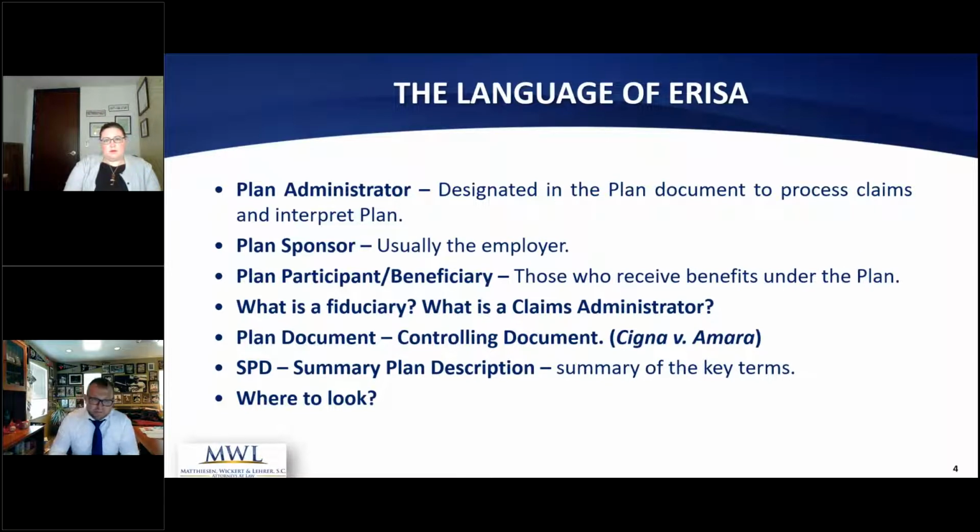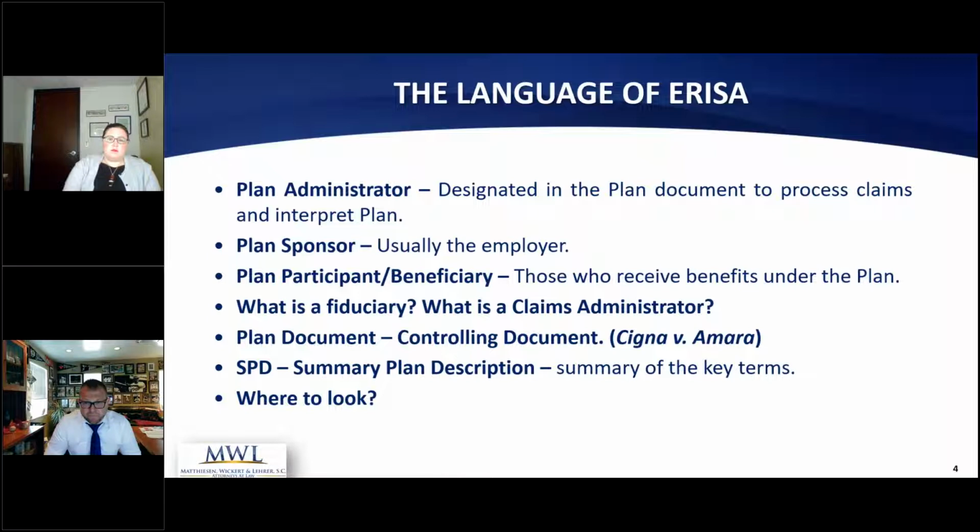By contrast, the SPD, at least in the regulations, is supposed to just be a summary of the key terms. The summary plan description is at least meant to be a document that's going to be written in an understandable way for participants so they don't have to figure out legalese. They can just understand what are my benefits, what are my copay type obligations. So unlike the plan document, which is housed by the employer, the SPD is required to be distributed to plan participants.